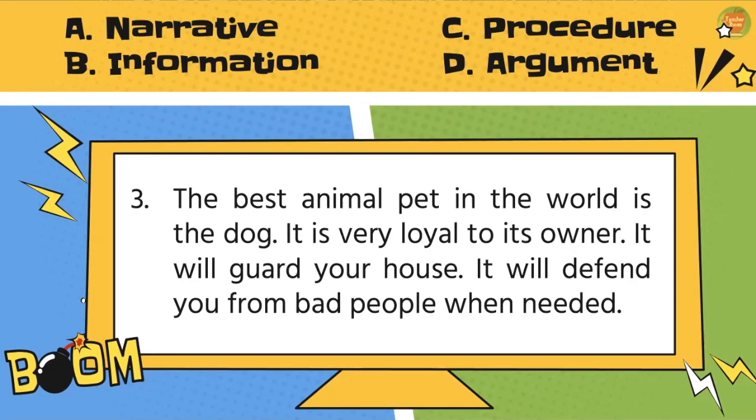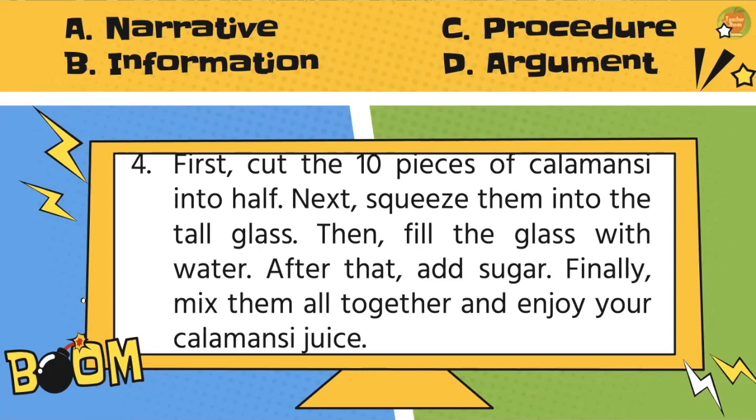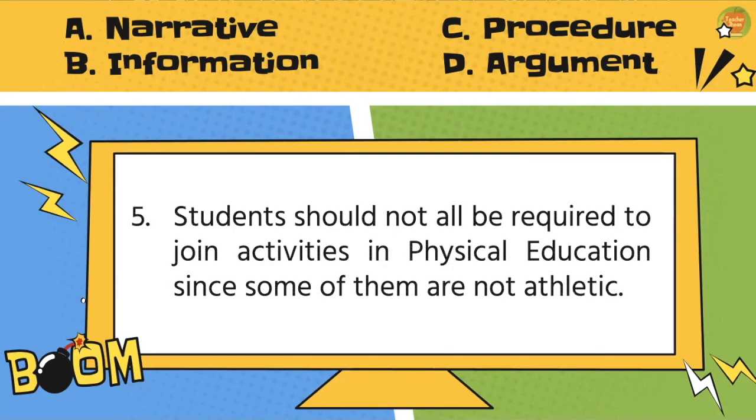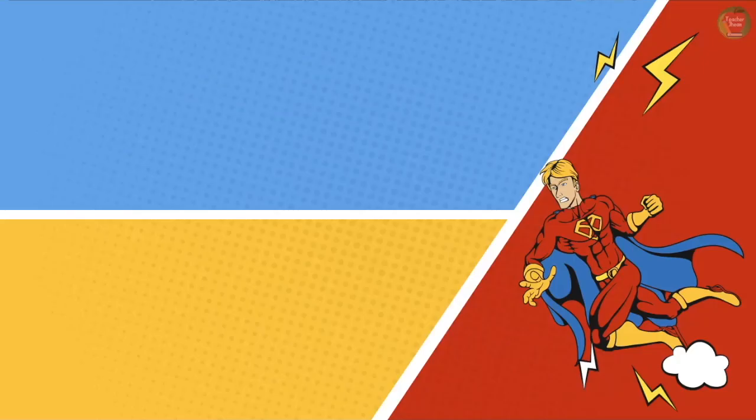3. The best animal pet in the world is the dog. It is very loyal to its owner. It will guard your house. It will defend you from bad people when needed. 4. First, cut the 10 pieces of calamansi into half. Next, squeeze them into the tall glass. Then, fill the glass with water. After that, add sugar. Finally, mix them all together and enjoy your calamansi juice. 5. Students should not all be required to join activities in physical education, since some of them are not athletic. Here are the answers.